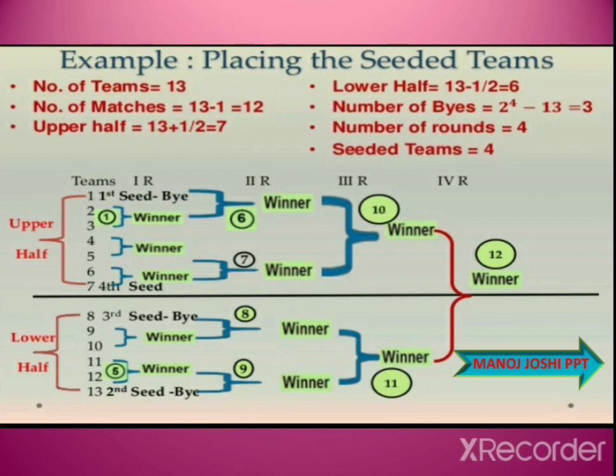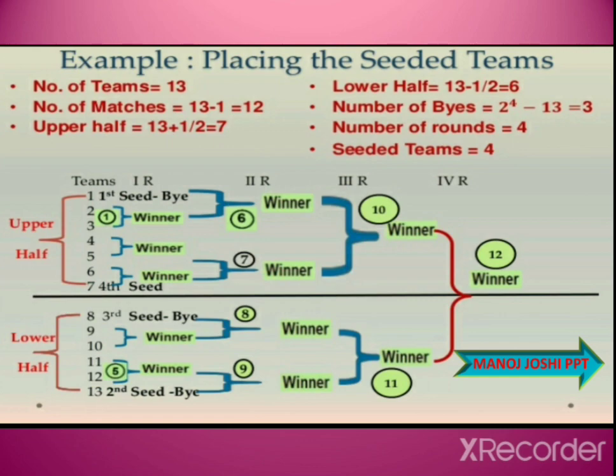and the winner of the third match will play the 7th match. The winner of the 4th match and the 8th team, the third seeded team that got a bye here, will play in the 8th match. And then the winner of the 5th match will play with the 13th team, who got a bye in the first round. That is the 9th match.